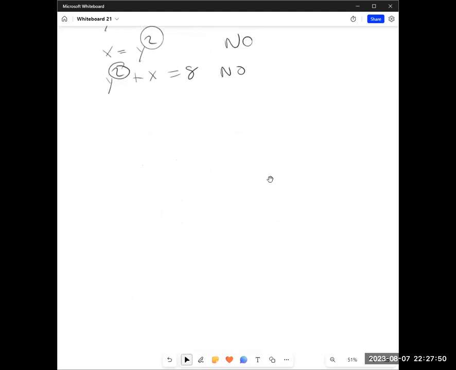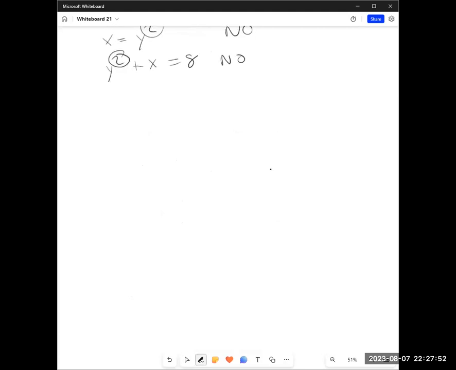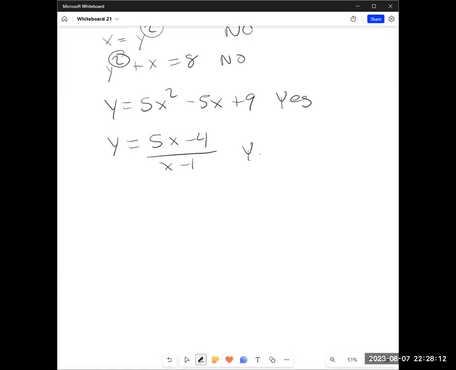Let's see what the last one was that I was on. All right. Now we've got y equals 5x squared minus 5x plus 9. That one doesn't break any of the three rules, so that one's okay. y equals 5x minus 4 over x minus 1. That one's okay. It doesn't break any of the three rules.